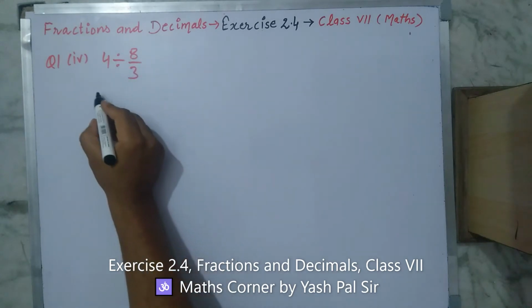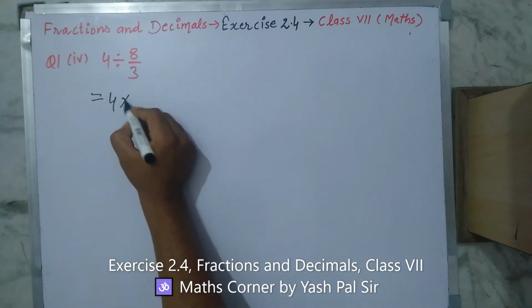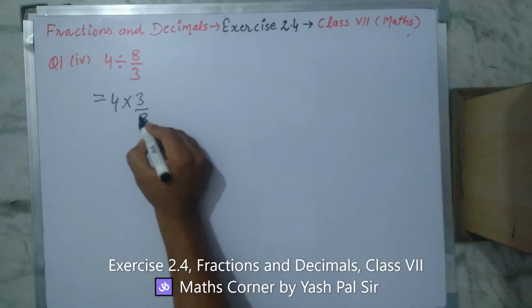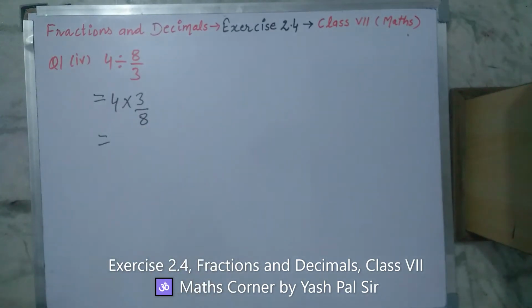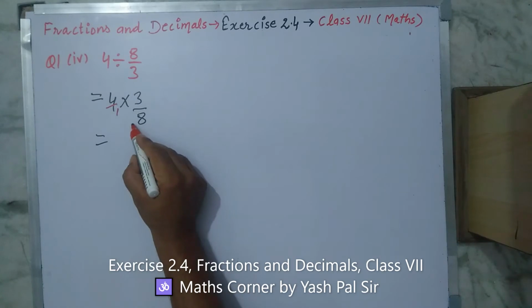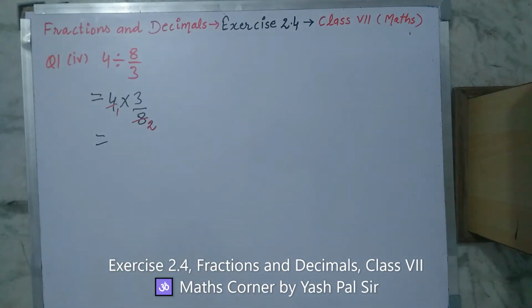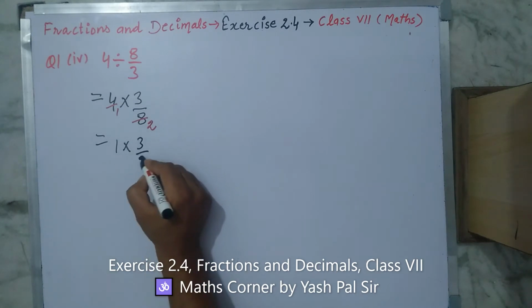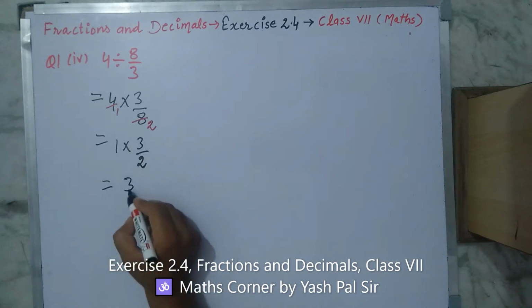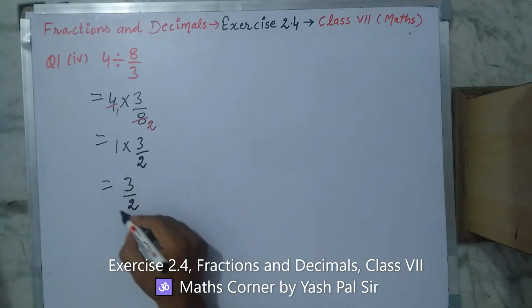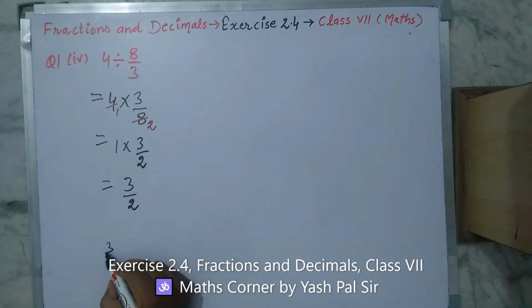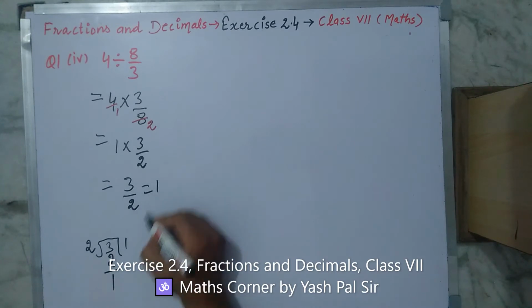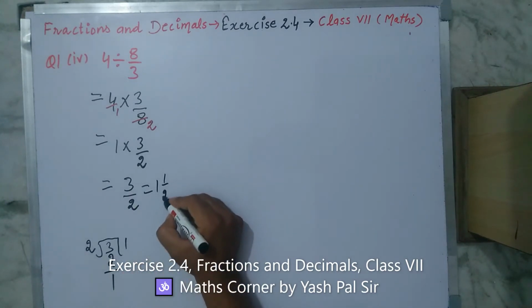4 divide 8 upon 3. That means 4 into 3 upon 8. This is equal to, 4 ones are 4, 4 twos are 8. So we can write it as 1 into 3 upon 2. So this is equal to 3 upon 2. This is an improper fraction. So divide 3 by 2. 2 ones are 2, 1 is the remainder. So the answer is 1 and 1 upon 2.